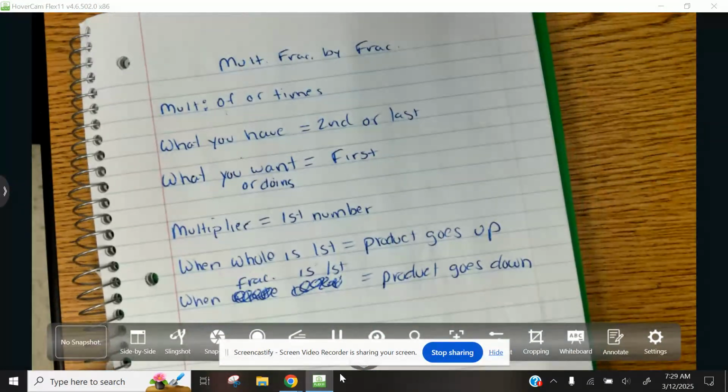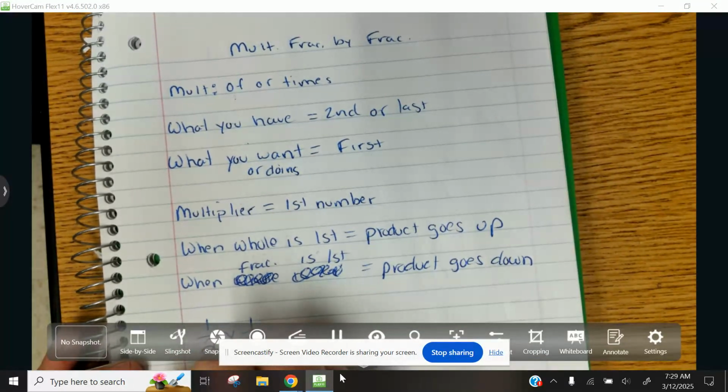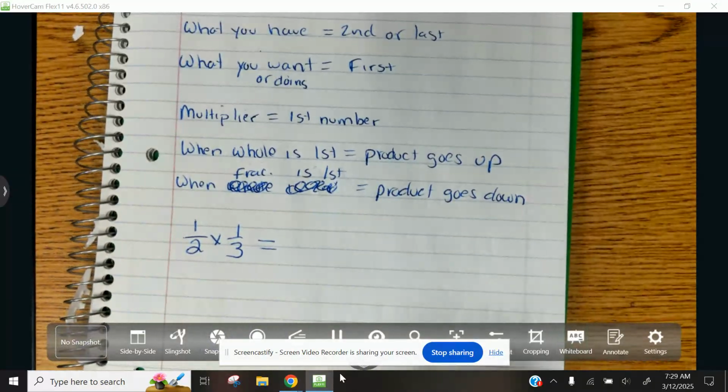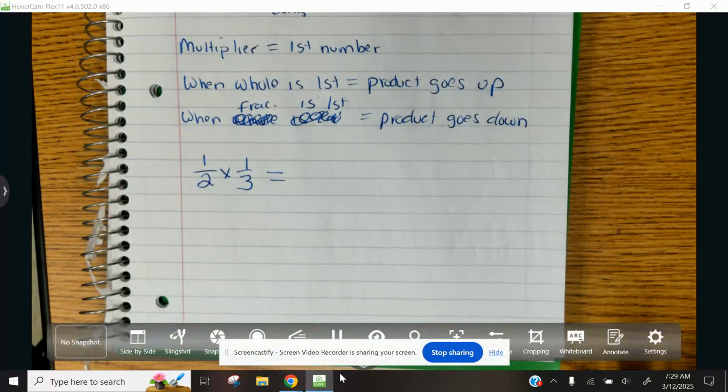Okay? So here we go. What if I have 1/2 times 1/3? And there's my problem. Oh, you can't see it. Sorry. What if you have 1/2 times 1/3? Okay. Now, again, we easily know I can answer this problem, and I'm not debating that.